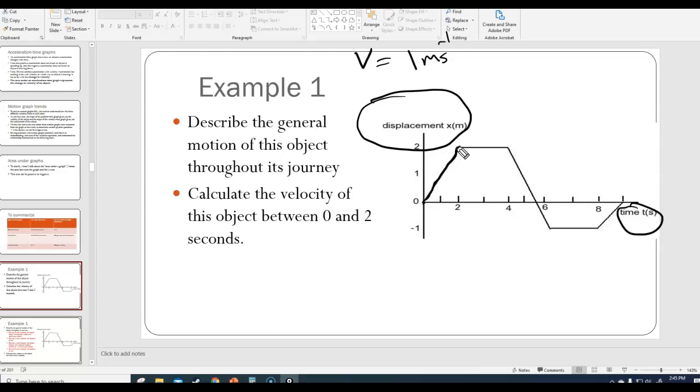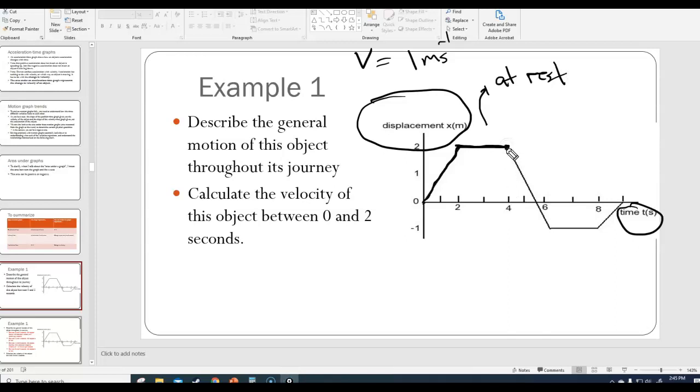Now, in the next part of the trip, notice that the displacement is not changing, okay, which means that the object is not moving. Or you can think, what is the slope of a horizontal line? Well, the slope of a horizontal line is 0, right? Slope is rise over run, and if you don't have any rise, then you don't have any slope. Okay, so however you think about it, the object is at rest here. It's not moving. Between 2 seconds and 4 seconds, the object is at rest.